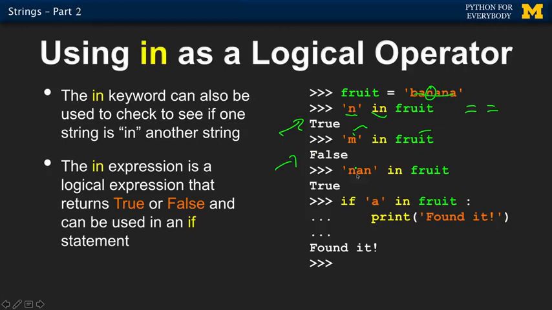And then it doesn't have to be a single character. We can ask for a substring and say, is nan inside fruit? And the answer is yes, there is, and so we get a true back. So it's pretty smart. It can scan and find whether or not these things are in there. And we tend to use these in if statements. If A is in fruit, then print found it. In this case, that's an expression that evaluates to true because A is in fruit, and so this code executes, and away you go.